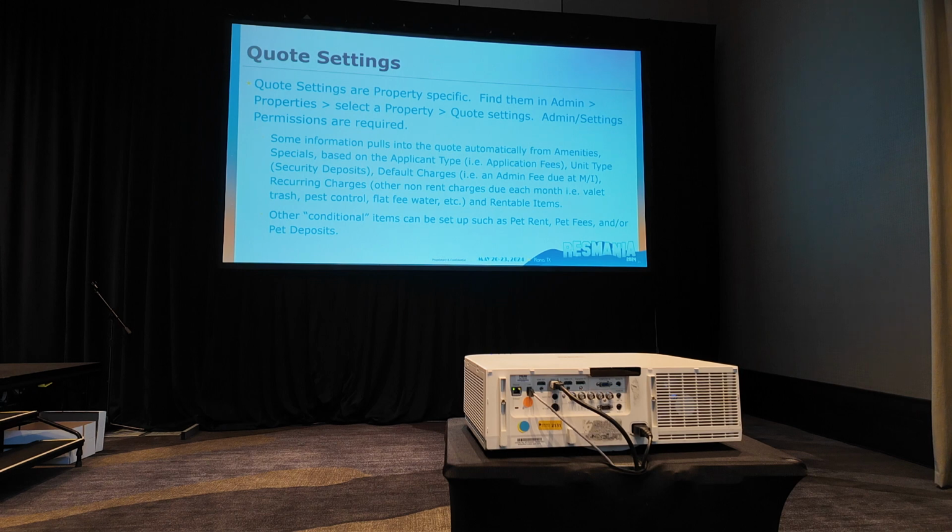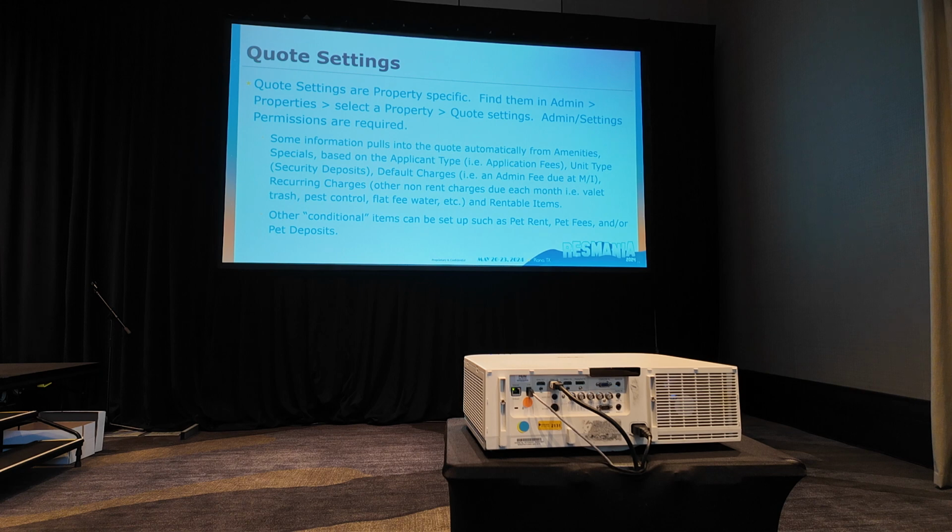So some quote settings that are property specific. Again, we're going to find those in admin properties. We're going to select that property. Some information is going to pull from other areas: amenities, if we have amenities tied to a unit, specials that might be tied to a unit, the applicant type that we're using, like our application fees or deposits, unit type, default charges, maybe we've got an admin fee that's set up to be charged at move-in, recurring charges, either rent charges or other charges, anybody charging maybe for monthly trash or pest control, things of that nature.